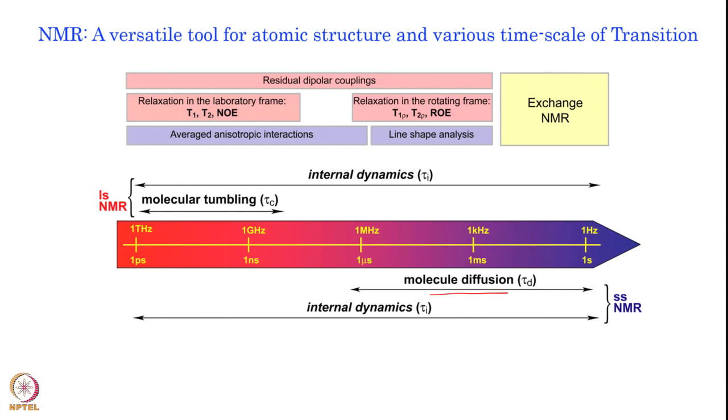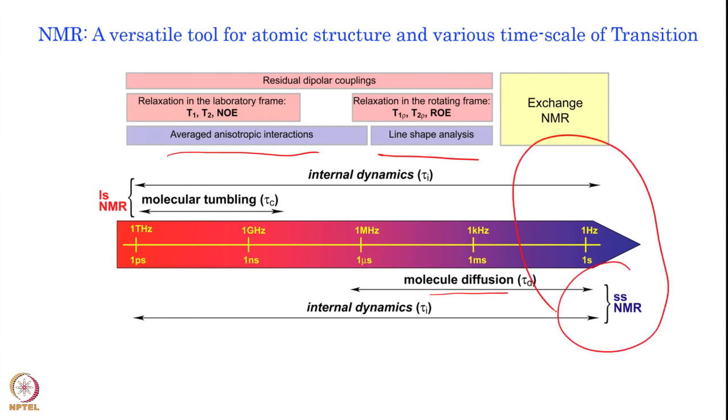So, the faster time scale comes from averaged anisotropic interactions, and slower time scale motion can also be inferred from line shape analysis. So, essentially all these can be probed utilizing some of the NMR experiments. Now, in solids, since molecules tumble slowly, in solid state generally you have a slower time scale motion.